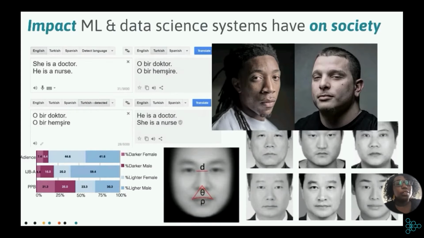All right. And so another thing I want to acknowledge is the impact that machine learning and data science systems have on society. I think a lot and speak and publish in the spaces of fairness, accountability, and transparency in machine learning as it relates to my research and interpretability and other places.